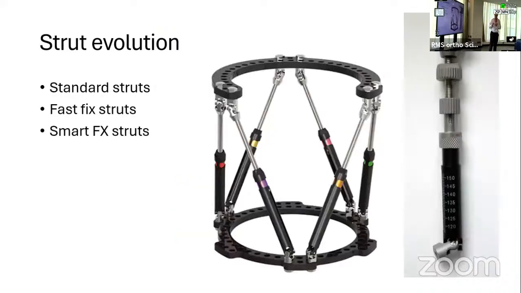The struts have also changed. It started with the standard struts, and you'll still see them on the Smart TSF if you talk about the last step; you can still choose the standard struts. The difference between the standard struts and the FastFix is that with FastFix you can rapidly change the length of the strut. With the standard ones you couldn't; you had to turn. And now obviously there is the FastFix strut, and the Smart FX struts are the third evolution.